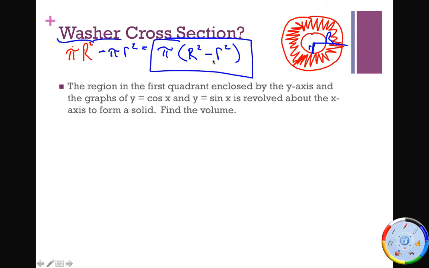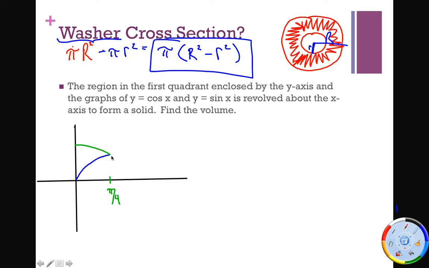Very simple. And the problem we're going to be looking at is the region in the first quadrant enclosed by the y-axis and the graphs of cosine x and sine of x. Now, here we go. If we look at the function sine of x, it goes like this. And if we look at the function cosine of x, it goes like this. And they intersect here at, if you remember, pi over 4, because they're the same point at pi over 4.